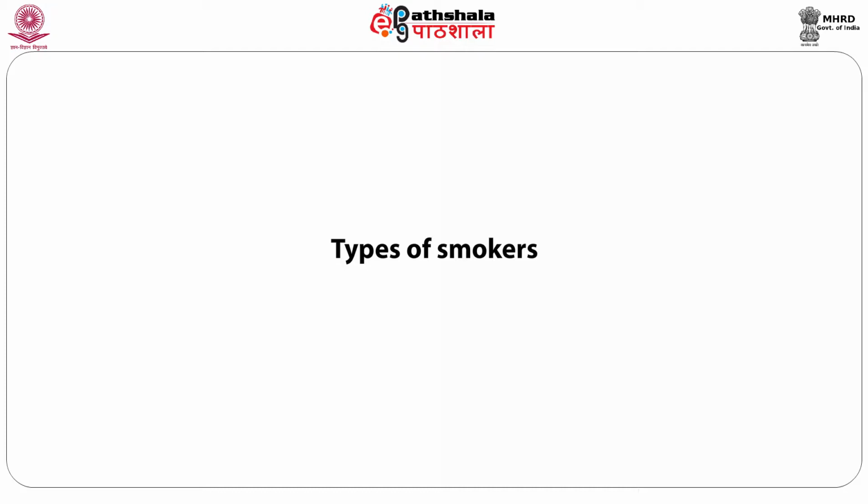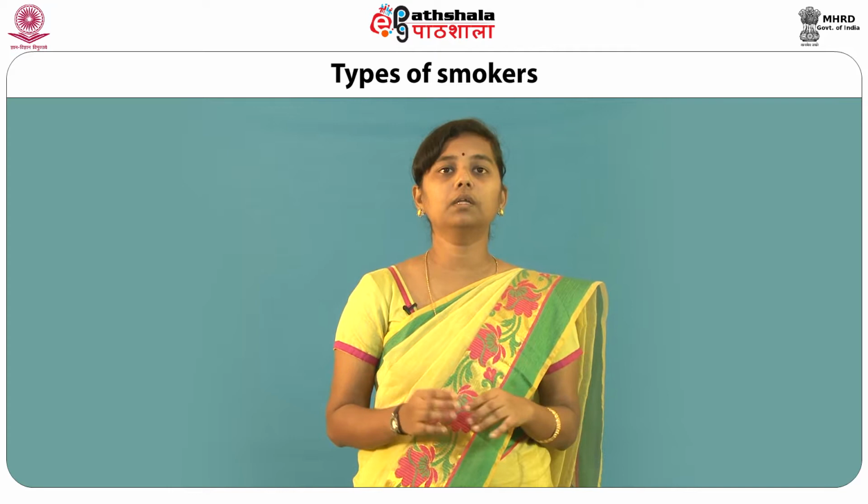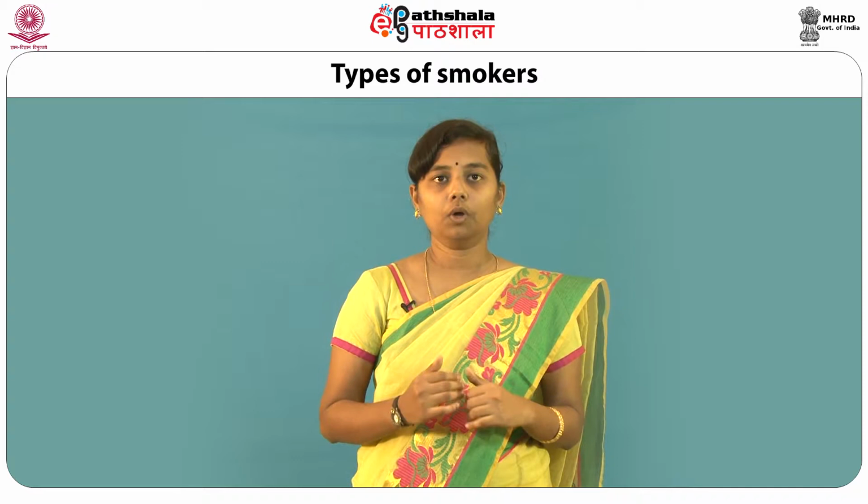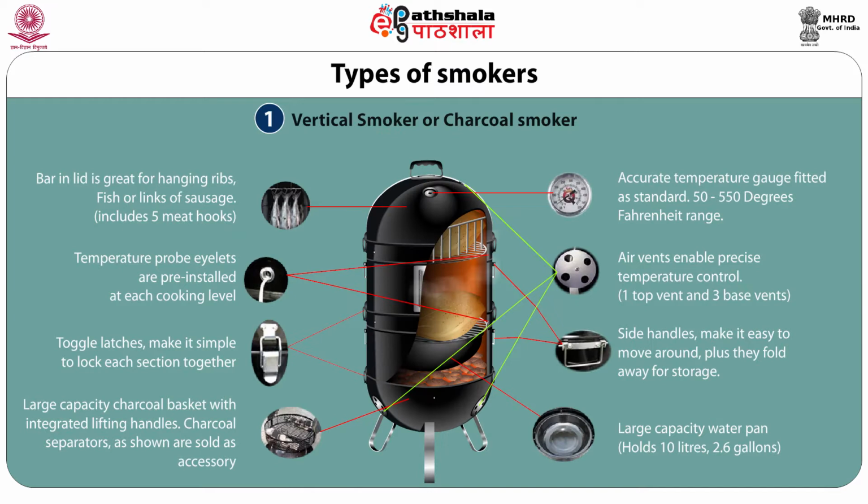Regarding the type of smokers, they are available in different sizes and shapes with a variety of heating sources. Now, we will discuss a few of the commercially available smokers. The first is the vertical smoker or charcoal smoker. Vertical smoker is the most commonly used type due to its compact size, cost and ease of operation.